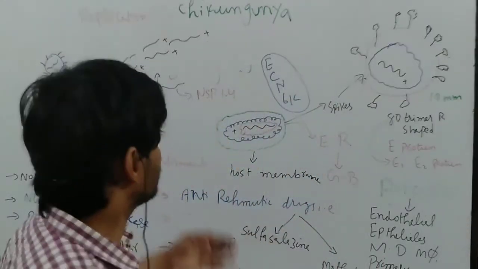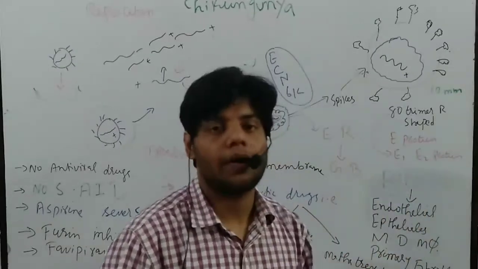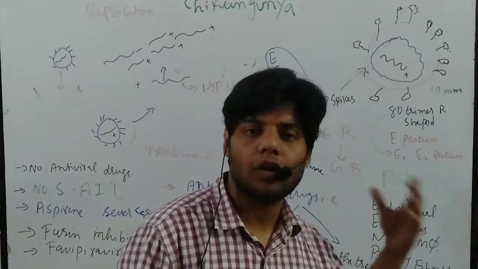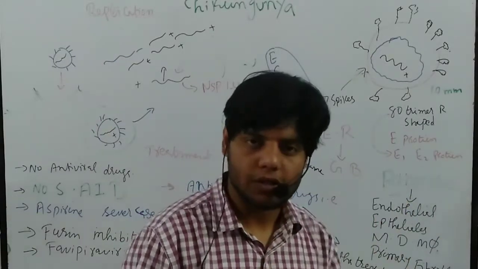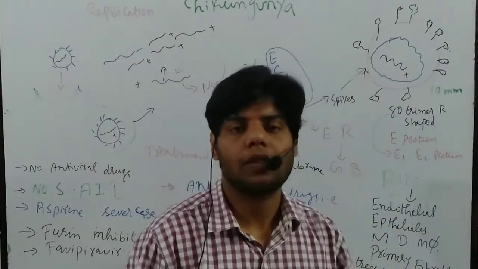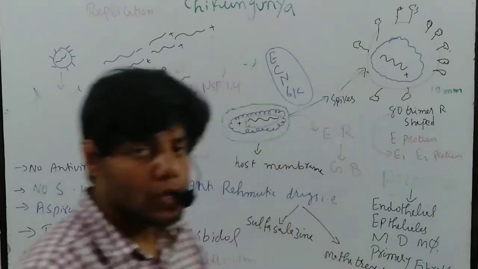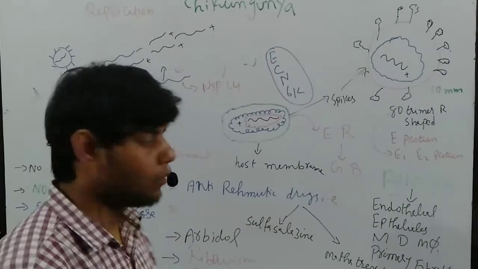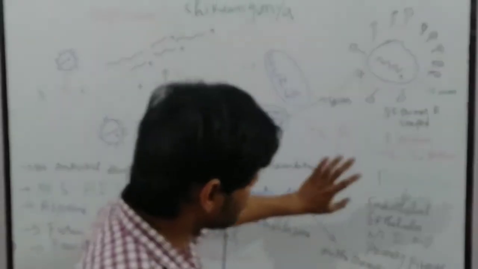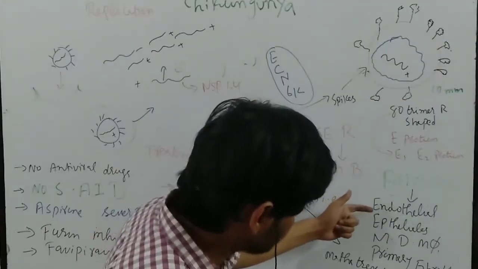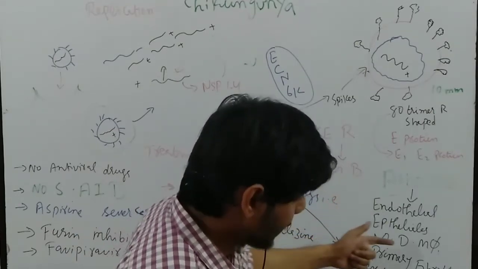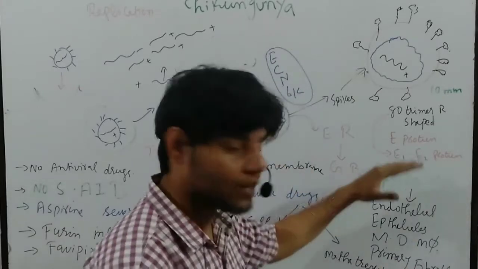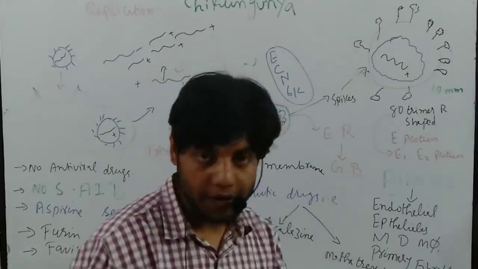Today in this video lecture we are going to talk about replication of the arboviruses, which usually cause chikungunya. In the previous video lecture we talked about the epidemiology, introduction, transmission, prevention, everything related to chikungunya. So how are these arboviruses replicated inside our body? These arboviruses usually infect the endothelial, epithelial, monocyte-derived macrophages and primary fibroblast cells. So these are the cells which are usually affected by the arboviruses.